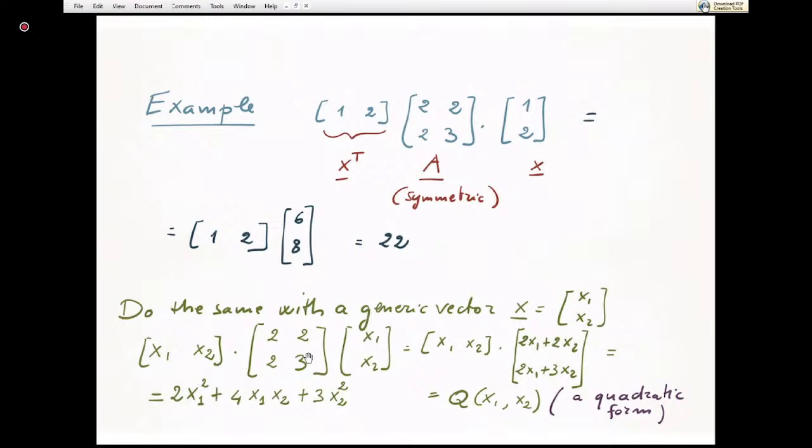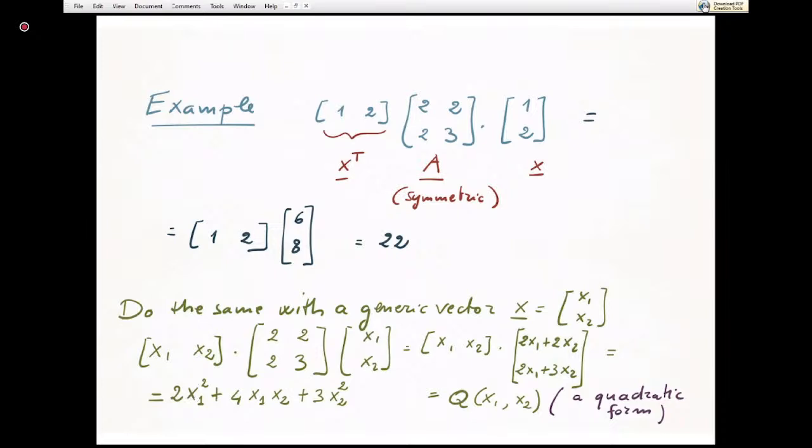So I have 2x1 squared plus 2x1, x2 plus 2x1, x2 again plus 3x2 squared. So it is 2x1 squared plus 4x1, x2 plus 3x2 squared. This is called a quadratic form in the two variables x1 and x2.